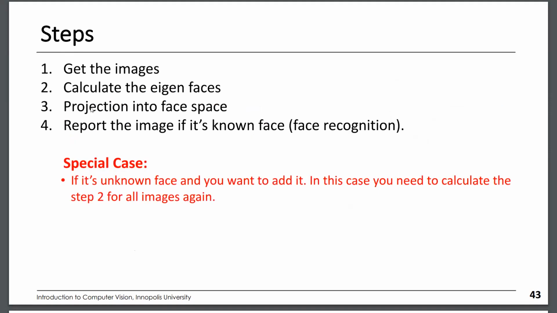The steps are pretty basic. Get the images, calculate the eigenbases, get the new image, project it into the face space, and report the image if it's a known face. If it's a known face, basically do the facial recognition. Special case: if it's an unknown face and you want to add it, in this case, you need to calculate step 2 for all images again.